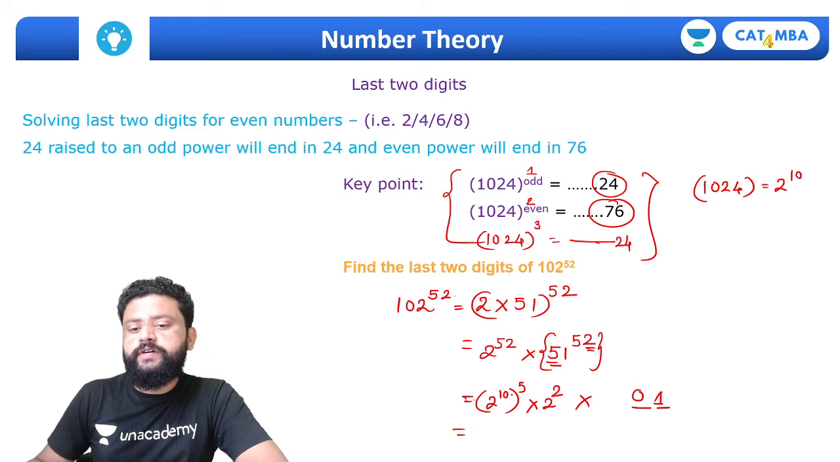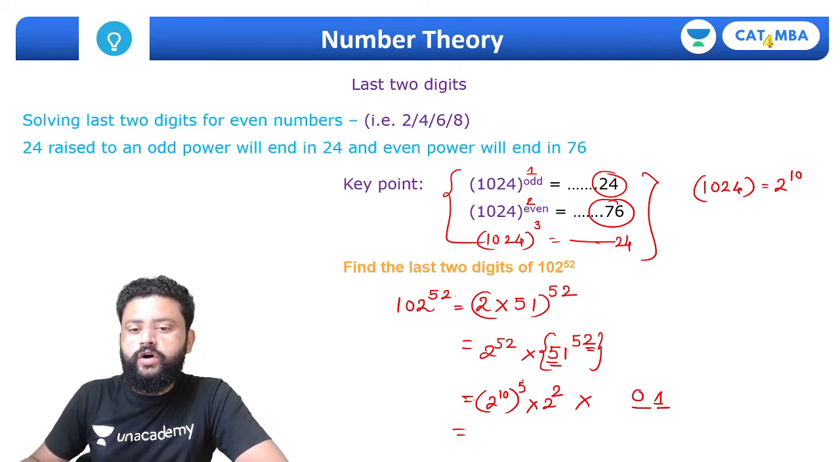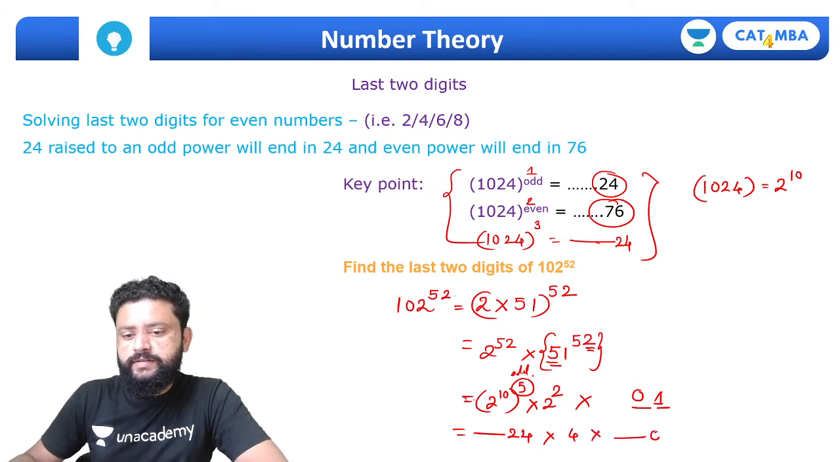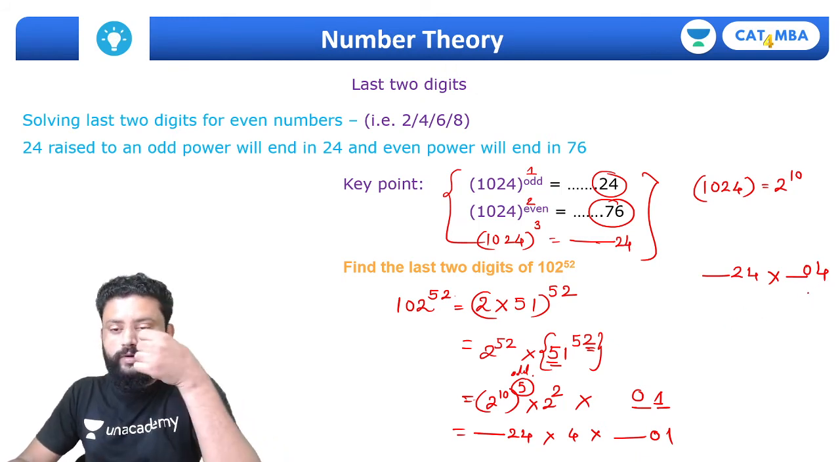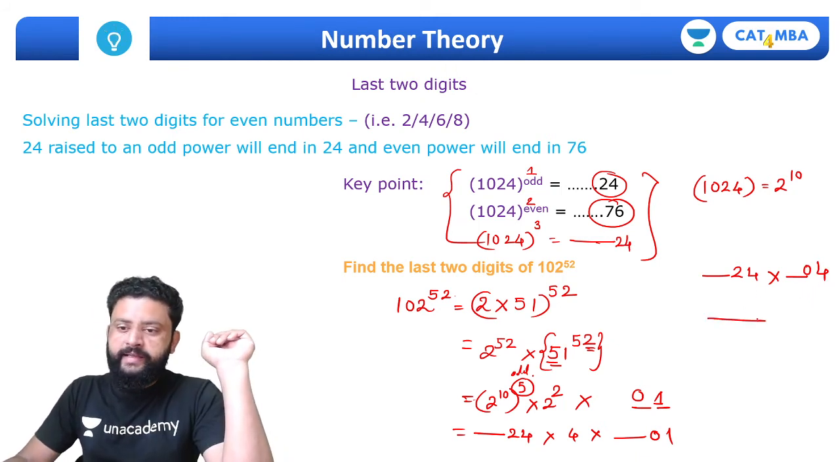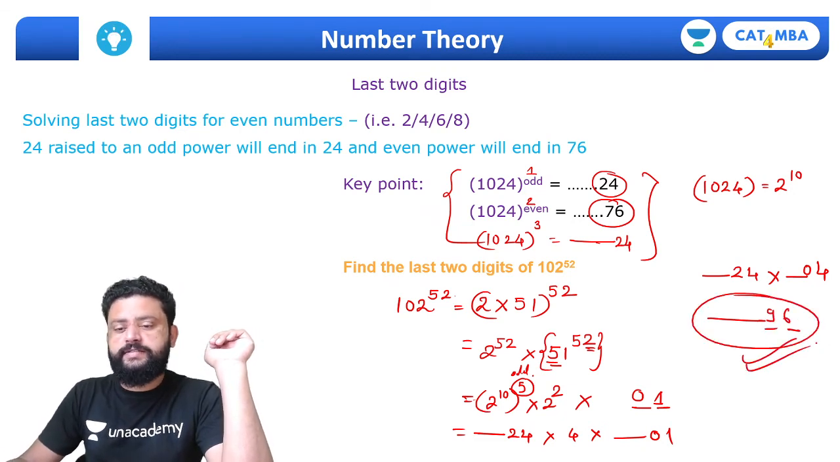And 2 to the power 10's odd power, which is 1024's odd power. This 5 is an odd number, so this has to be 24. So this will end with 24, this will end with 4, this will end with 0 1. So what final answer do we get? 24 into 01, I multiply by 4, it becomes 04 here. And 24 into 4, what I can say it is 96. So the last two digits for this calculation will be 96.